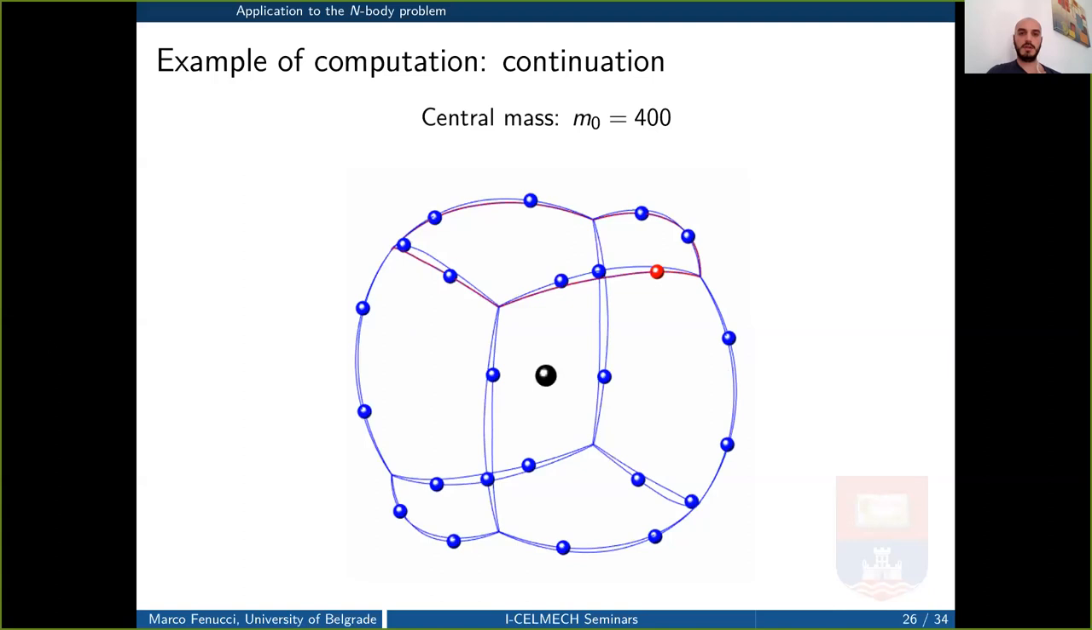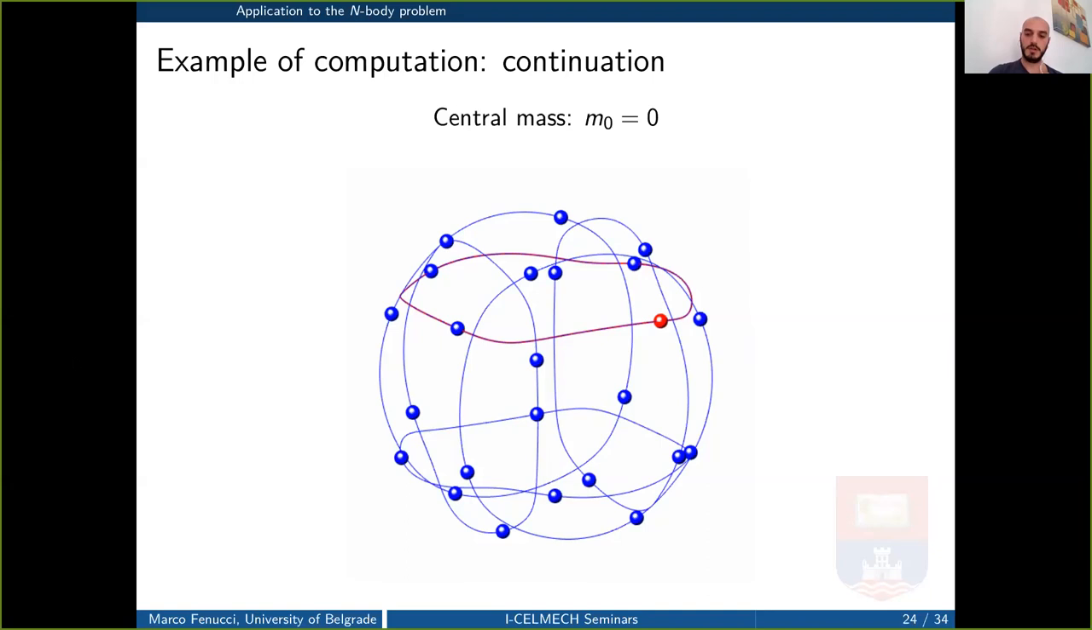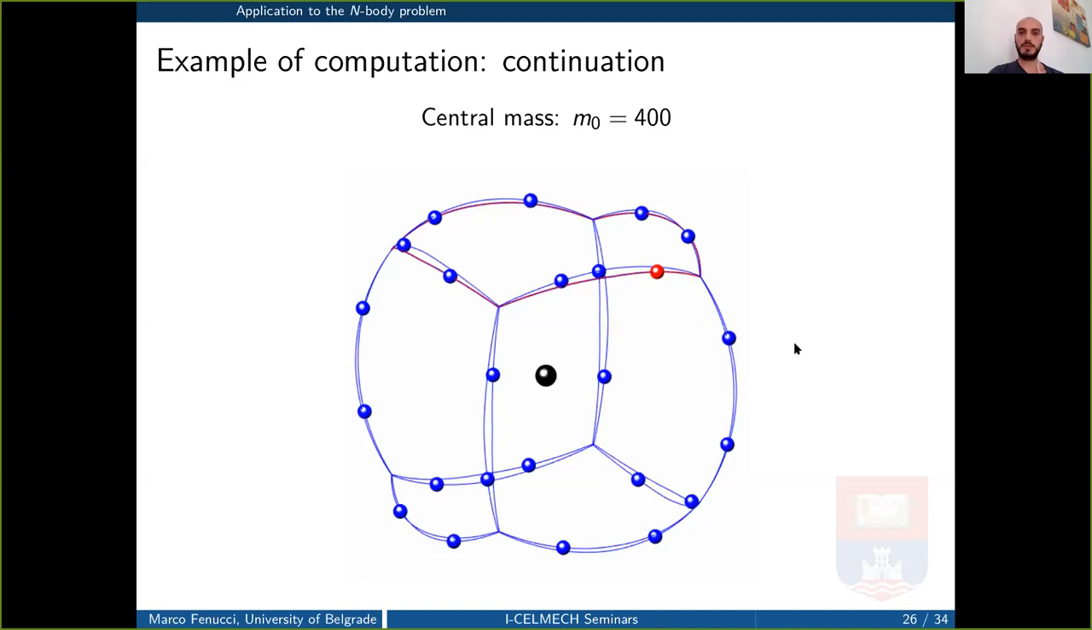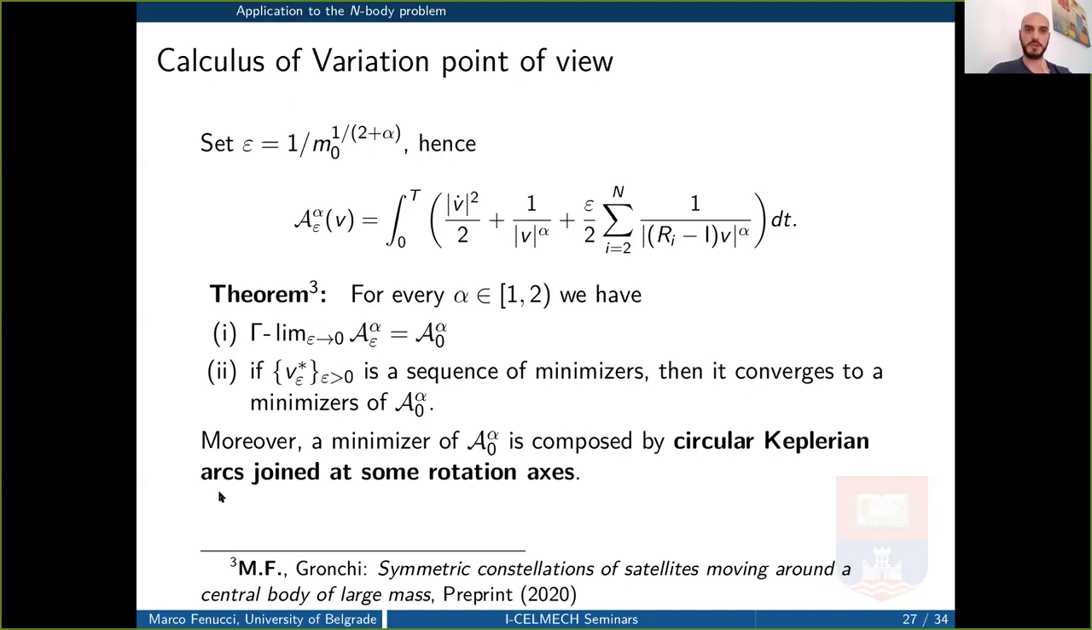400 here, and we see a behavior in the sense that if we go up again, we see that this red trajectory is going up towards a close encounter, because this point here corresponds to a rotation axis. And at the same time, these trajectories here are going to overlap. So this is a clue of what is happening, and actually we can prove something. Indeed, from the calculus of variation point of view, we can prove something using the gamma convergence theorem, and we have done this in this preprint here on the bottom.